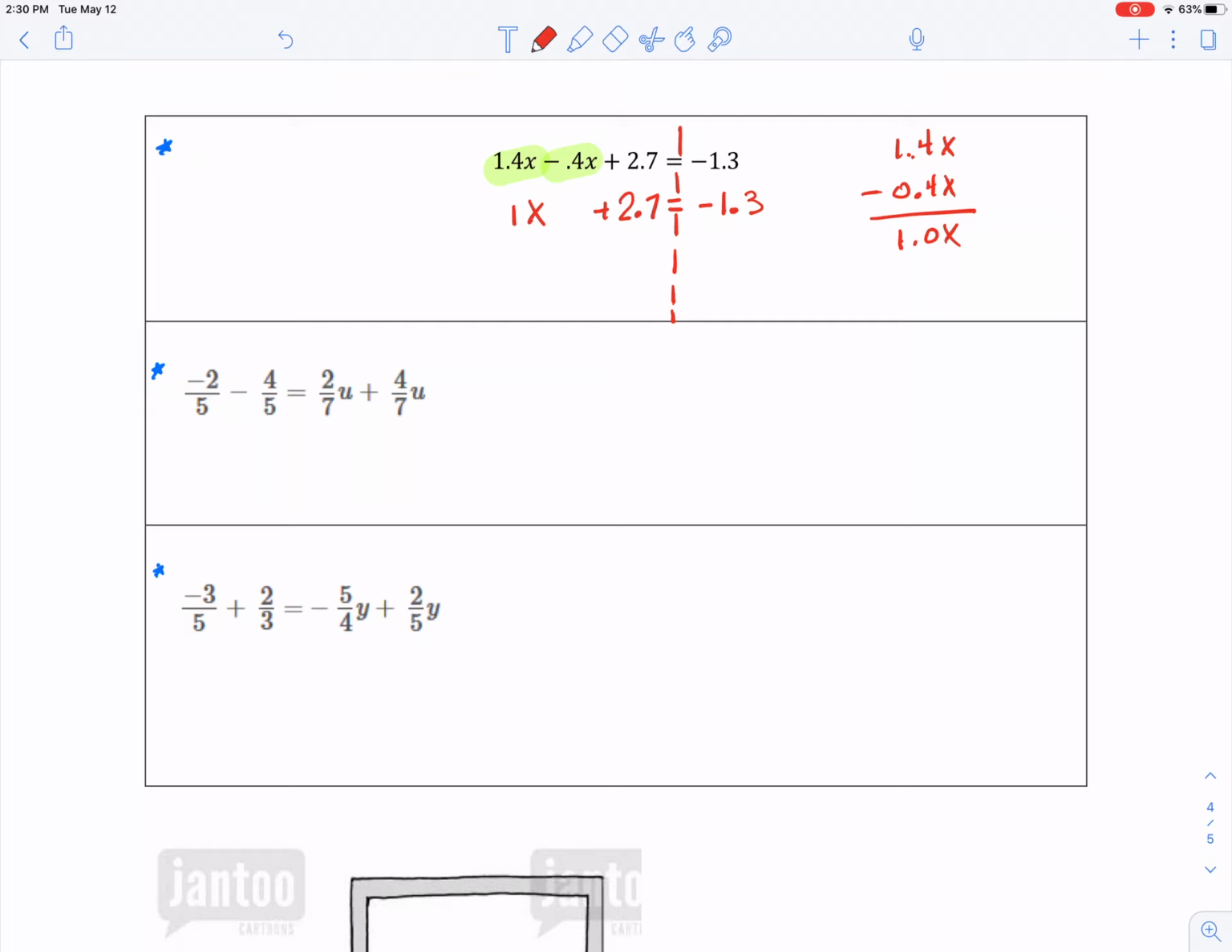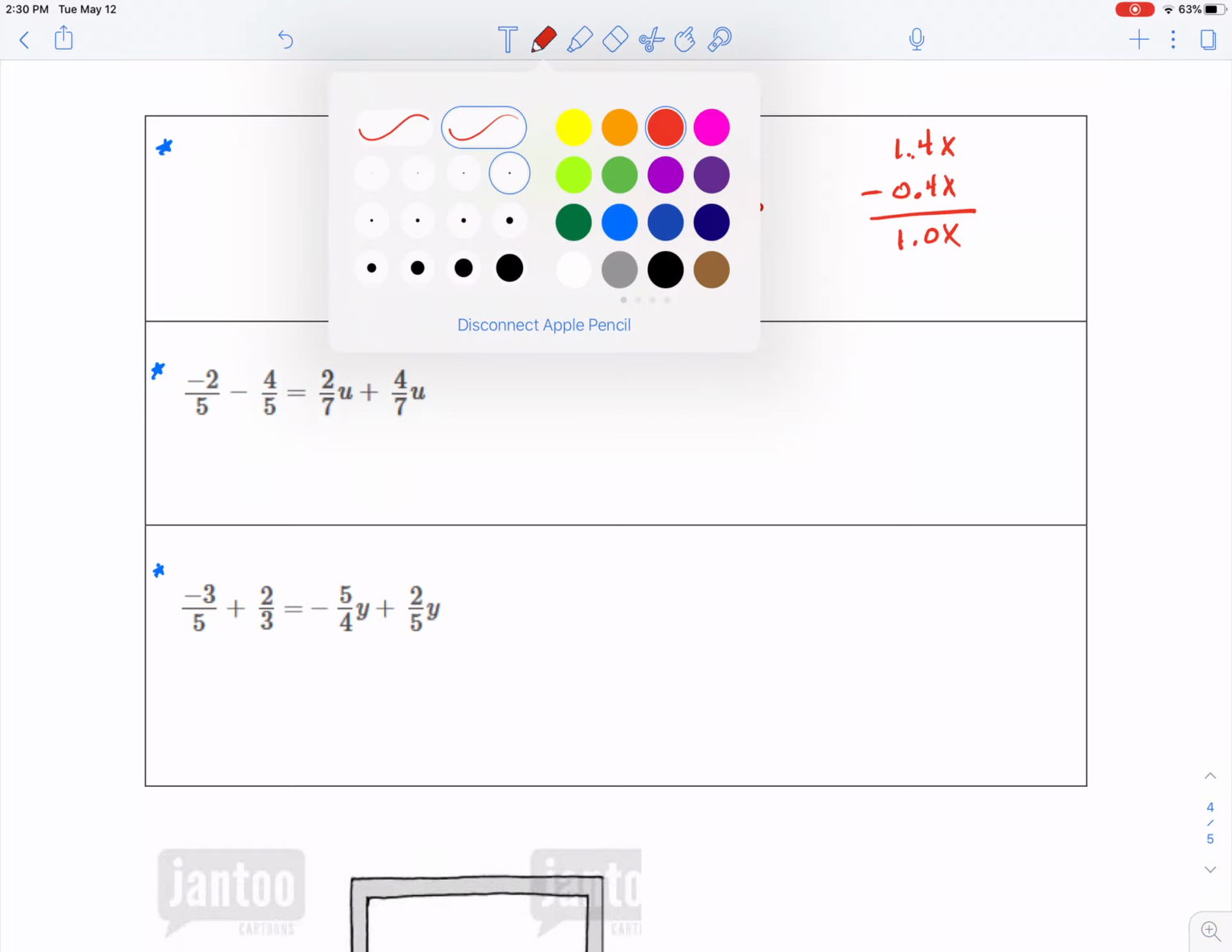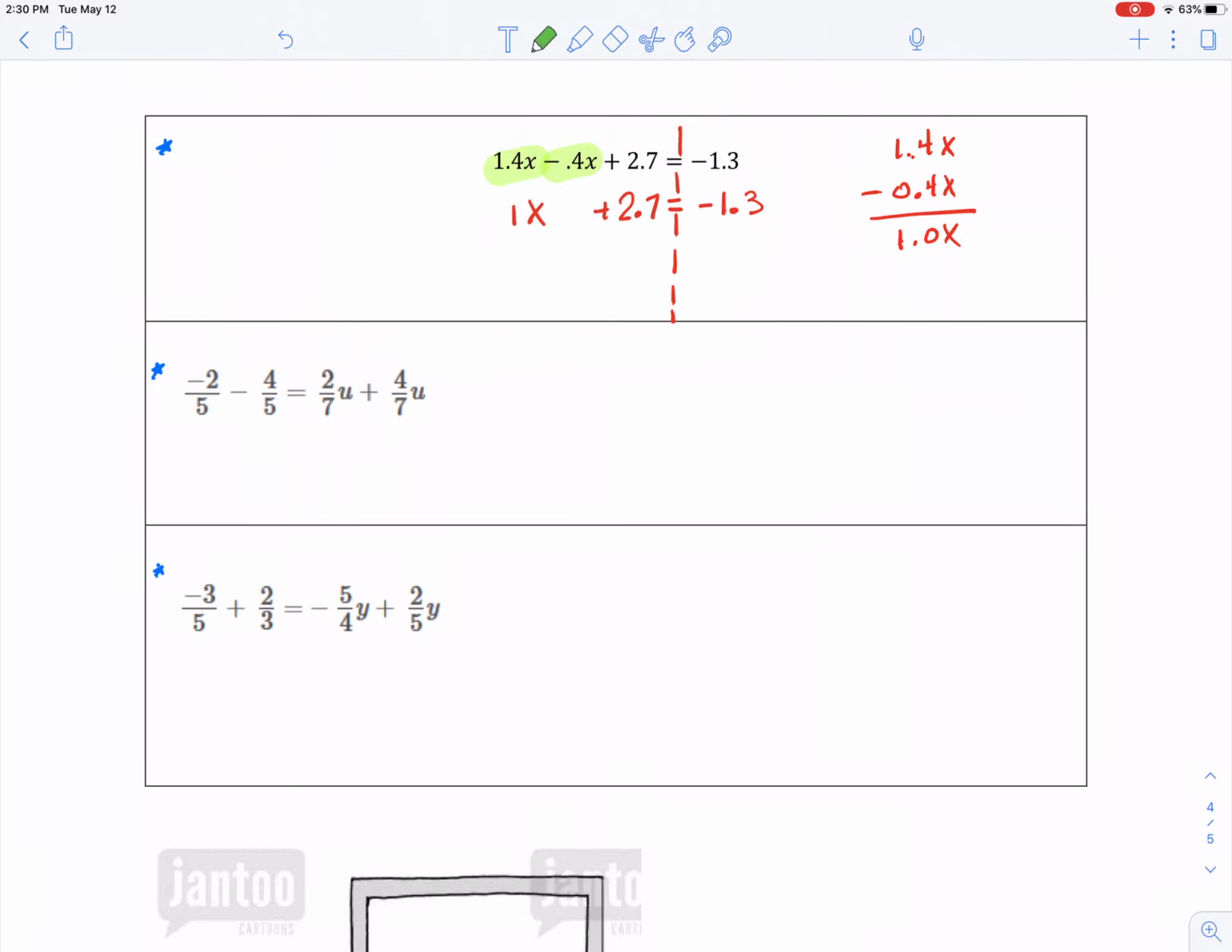All right, so another step for this one. I see 1x, which is what I'm looking for. That's good. But attached to it is a plus 2.7. So I'm going to come in with my inverse or opposite operation here. I'm going to be subtracting 2.7 from both sides.